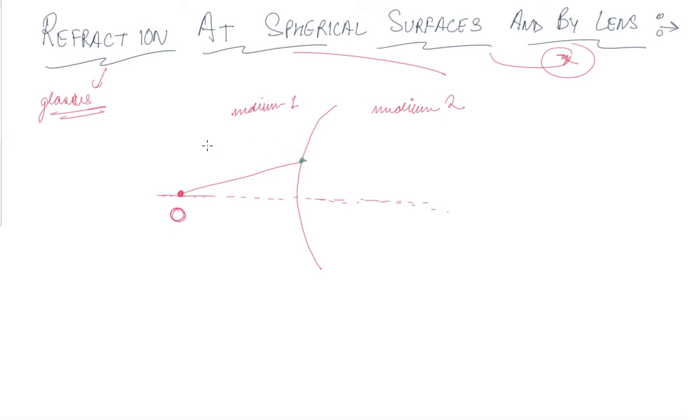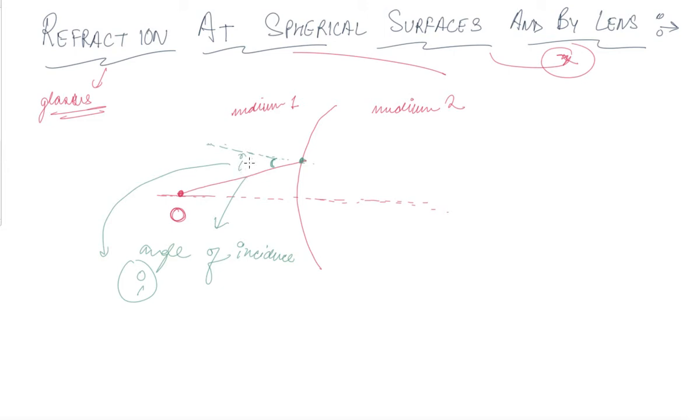If I take a normal at the point of incidence, then this angle is angle theta, or you can say angle i, the angle of incidence. The angle made from the normal at the point of contact is known as the angle of incidence, and I think we have discussed this many times.